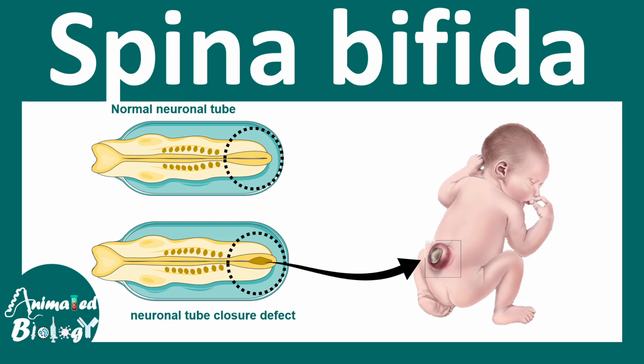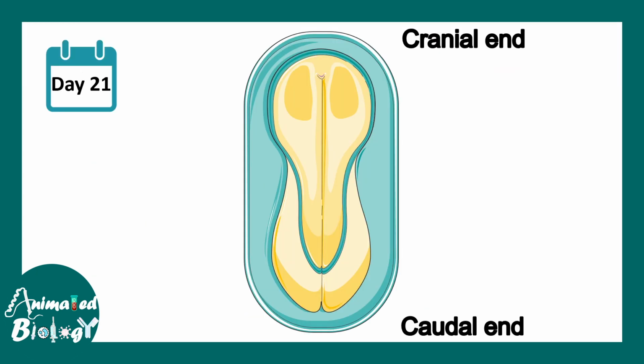In this video, we'll talk about Spina Bifida. Spina Bifida is one type of neural tube closure defect. So what is neural tube? In order to understand that, we have to understand the 101 of neural development.